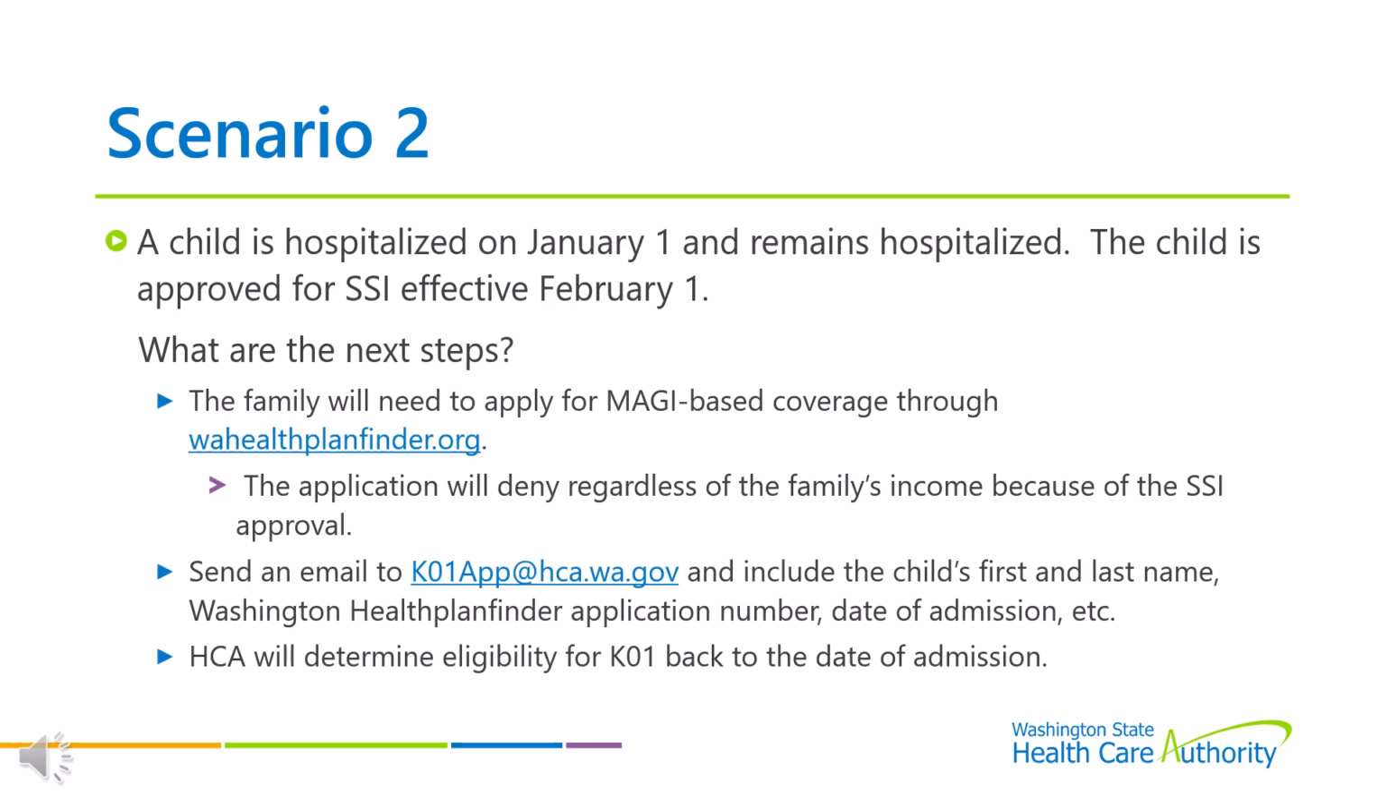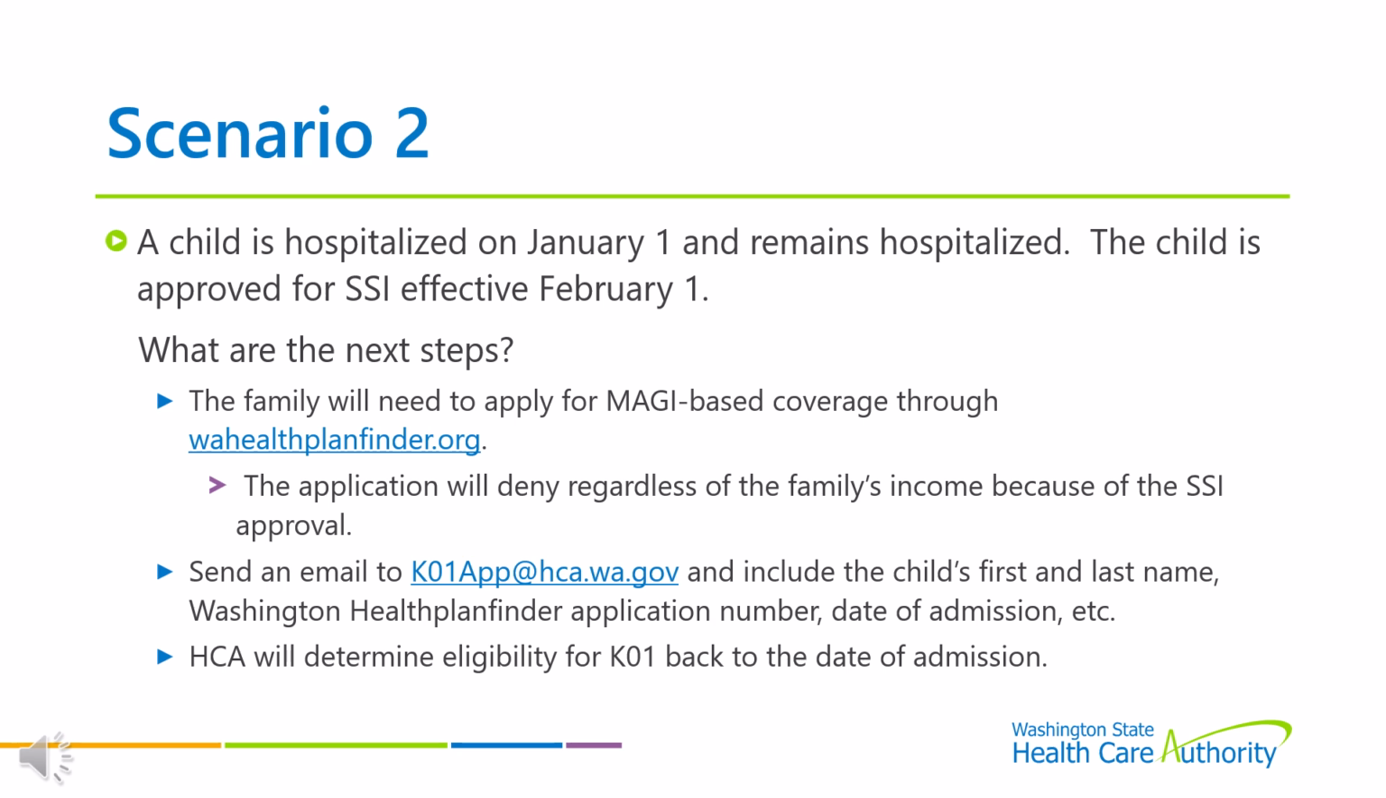Scenario 2. Child hospitalized on January 1st and remains hospitalized. Child is approved for SSI effective February 1st. What are the next steps? The family will need to apply for MAGI-based coverage through www.wahealthplanfinder.org. The application will deny regardless of family's income.